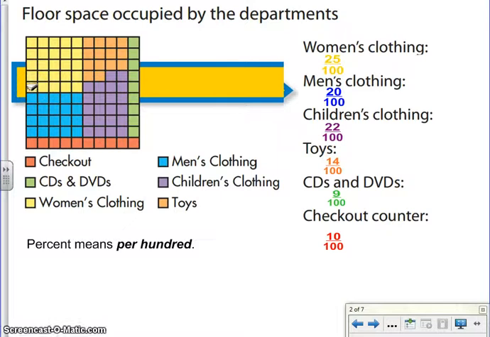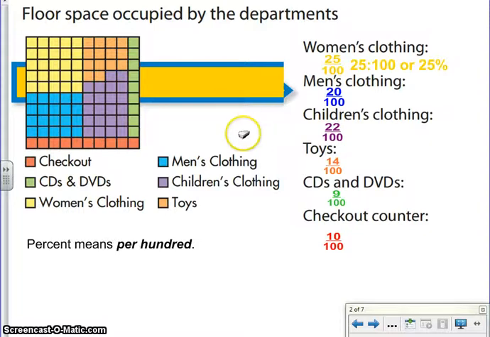If I come over here to women's clothing, I can see that I have 1, 2, 3, 4, 5 boxes across. 1, 2, 3, 4, 5 down. So I have to do 5 times 5, which is where I get my numerator of 25. And again, since percent means per 100, I'm taking these out of 100. Women's clothing is represented by the fraction 25 over 100. Now, if I want to write that as a ratio, it's a little bit different. I do this, 25, and then I have the colon, and then the number 100. And if I want to write it as a percentage, we can just write it 25%.